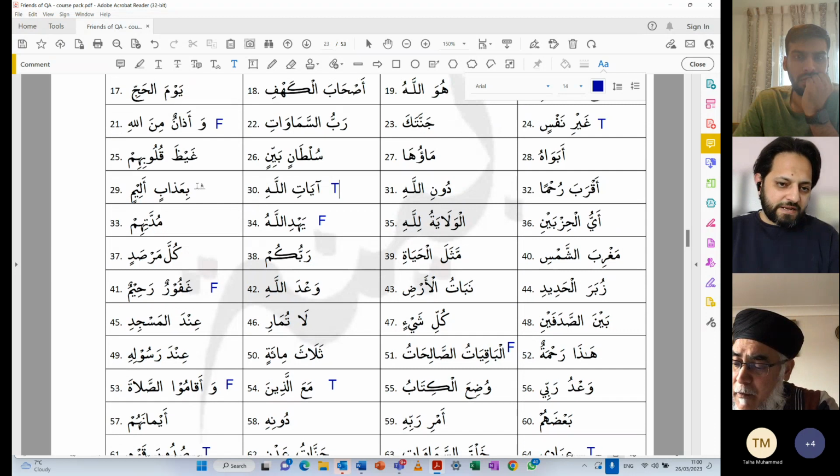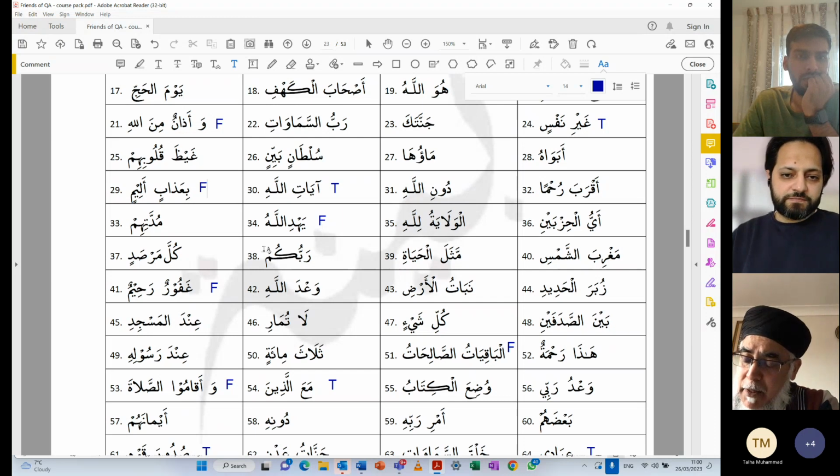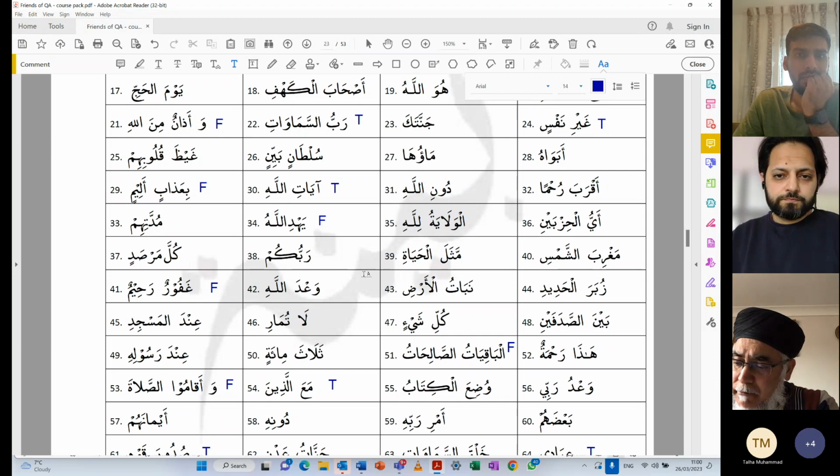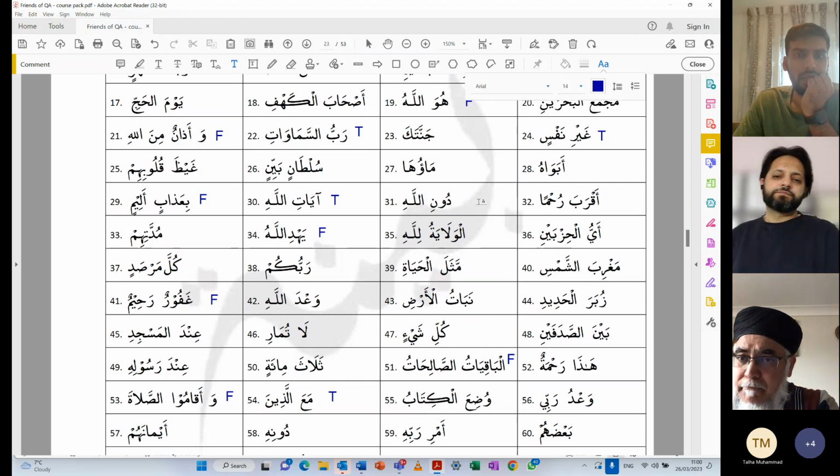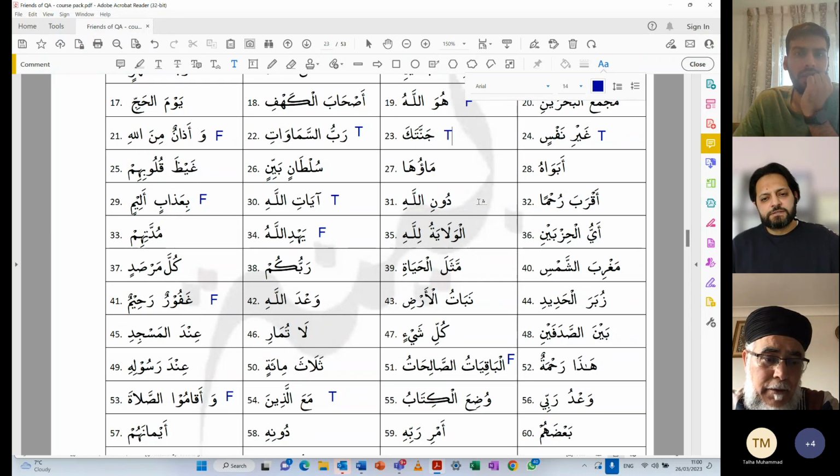Okay. Bi azabin alimin, number 29. No, false, because the first word is heavy. Rabbus samawati, sorry. True. Jannataka. True. Attached pronoun. Mudaf with attached pronoun. Correct. Can you translate this? Jannataka. You know the Jannah, right? Ka is you. Yours Jannat. Your Jannah. Your garden, your paradise, your Jannah, your heaven, whatever you want to call it. That's what it is.